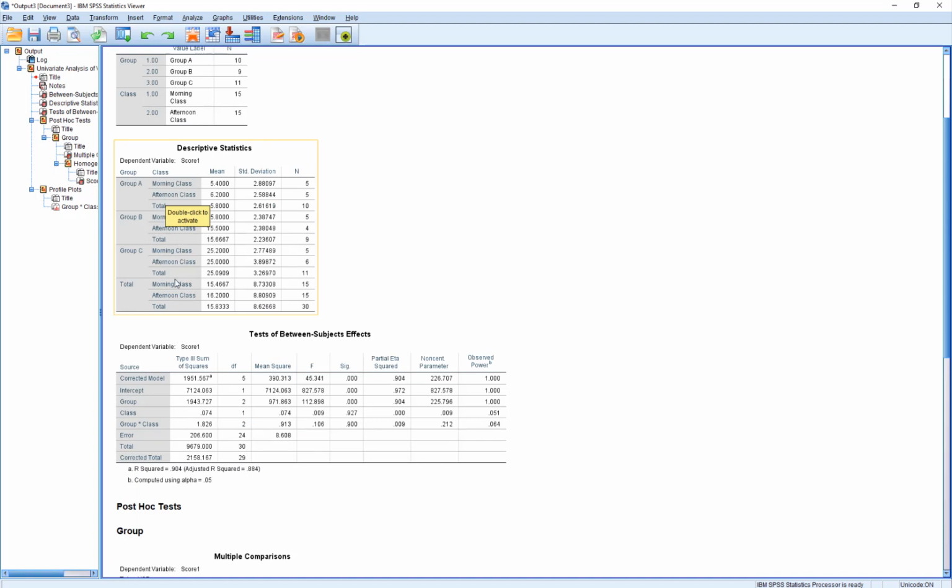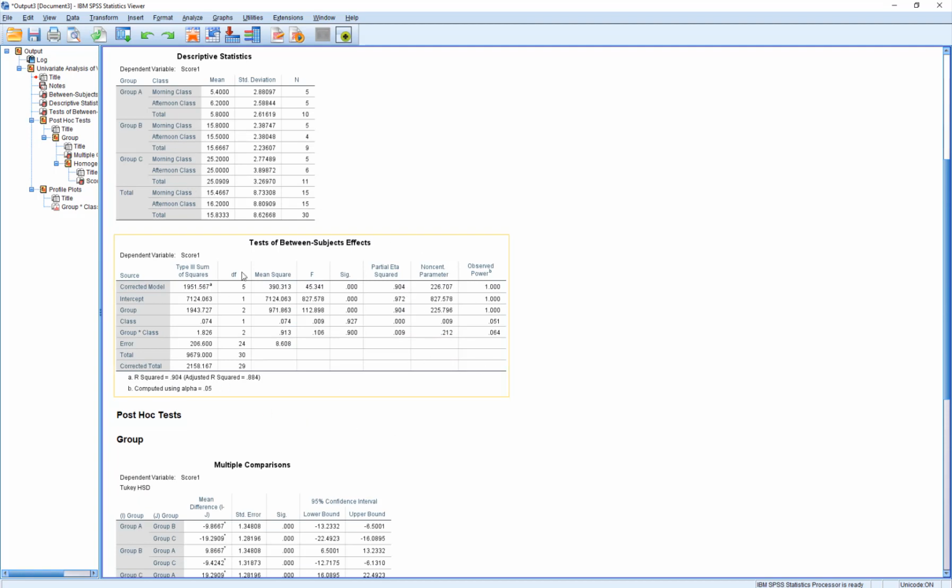Below that, we have the descriptive statistics table. Much like the one from before, we can see Group A split up in the morning class. We see 5.4, Group A afternoon class 6.2, and the total value. That is, if we combined both of these together, we would see the total value. If you wanted to look at just the class mean difference, we go down to total, and we can see morning class 15.4, afternoon class 16.2. The total value is 15.83 if we just looked at class without looking at morning or afternoon.